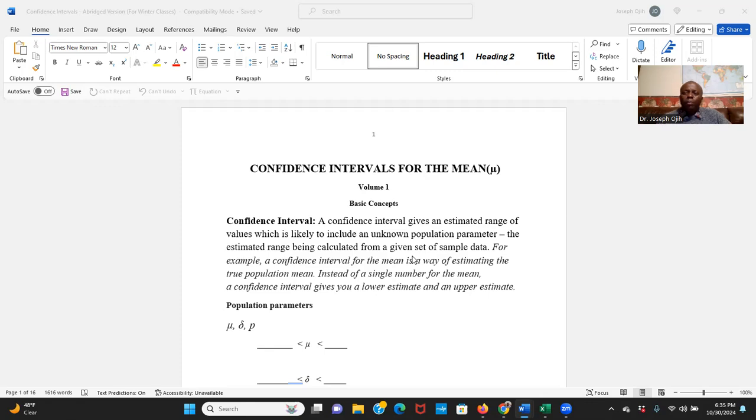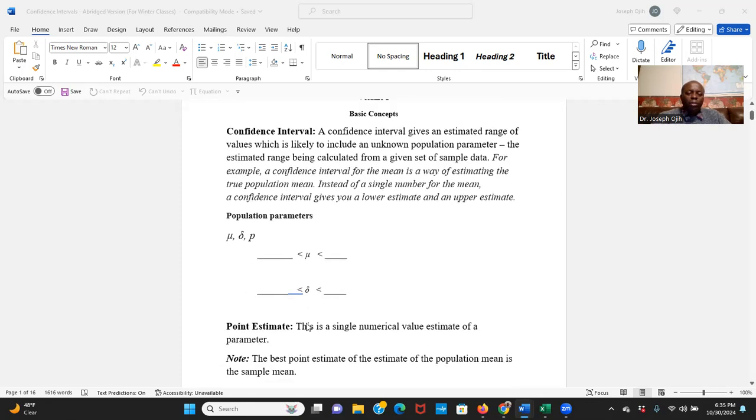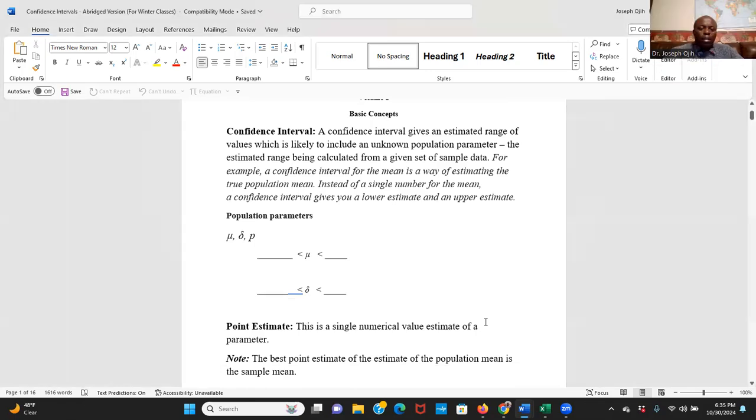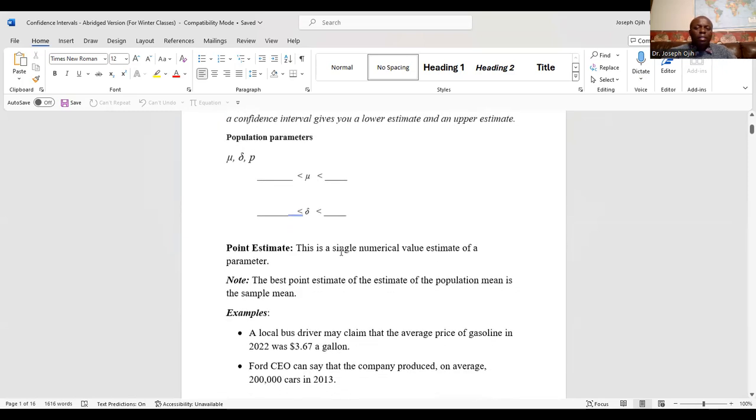When I say population parameter, I'm talking about the population mean. You can see the symbols on the screen. The population mean, the population standard deviation, and the population proportion. So we're trying to estimate these using the sample data that we are given. Now, let's look at some key concepts that will help you understand this topic very well.